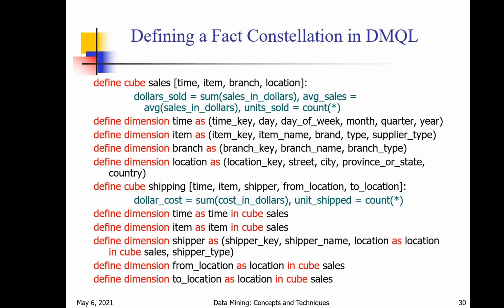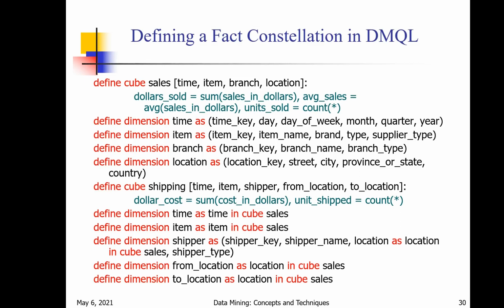Next, these dimensions are defined the same as previous. Define dimension time as time key, day of week, month, quarter, year. These are the attributes of the time dimension table. Next, define dimension item as item key, item name, brand, type, supplier type. These are the attributes of the item dimension table. So define dimension branch as branch key, branch name, branch type. These are the attributes of the branch dimension table. So define dimension location as location key, street, city, province or state, country. These are the attributes of the location dimension table.